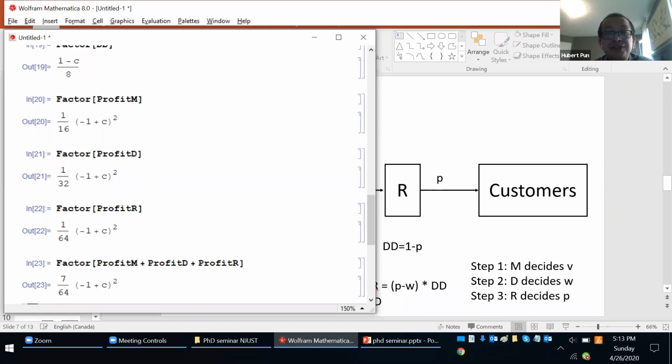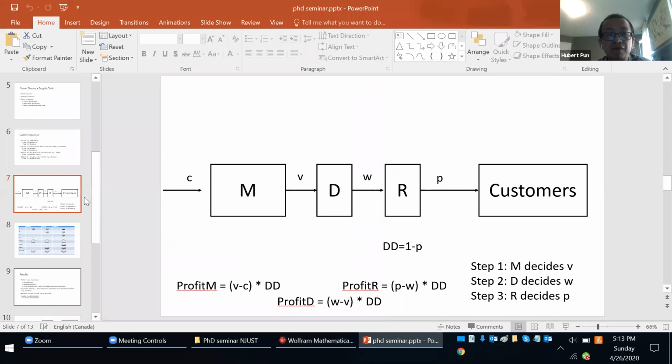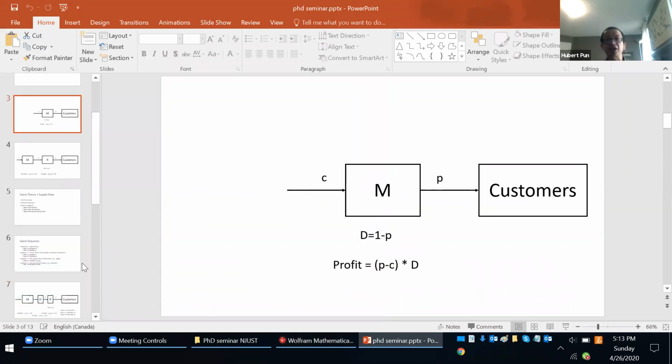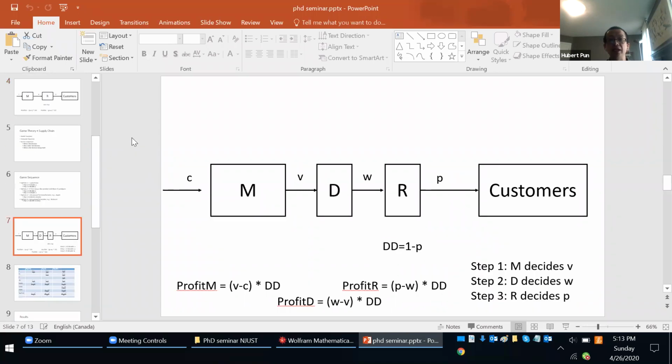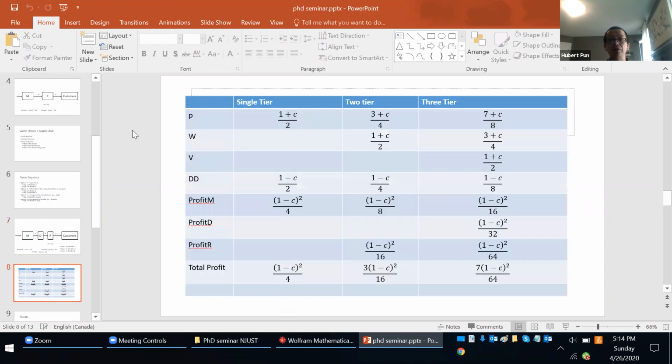So we try to summarize what we have learned so far. Let's go back to the PowerPoint. We have considered 3 exercises. The first exercise is a single tier supply chain. The second exercise is a 2-tier supply chain, where the manufacturer sells through a retailer. And the last one is a 3-tier supply chain. The manufacturer sells to the distributor, who sells to the retailer. Let's try to sum up everything.